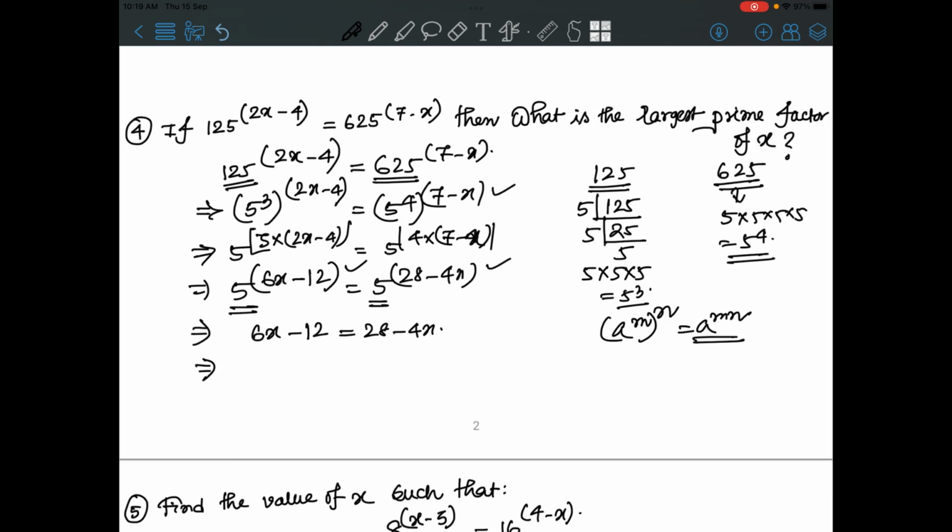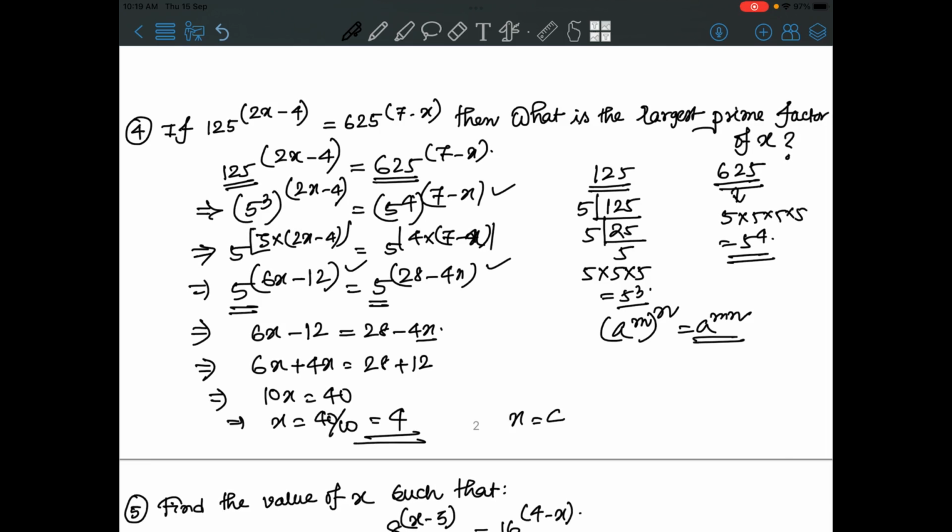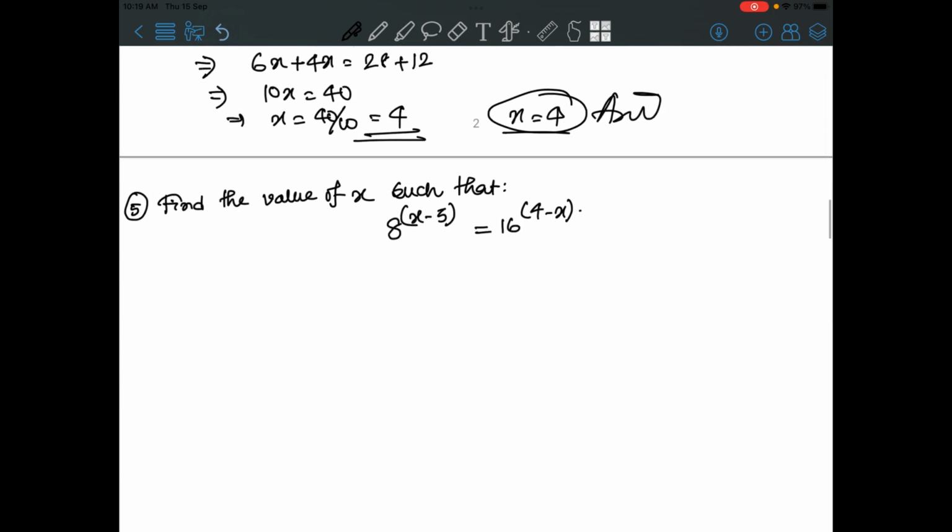Now we are going to interchange the places of x and the constant, shifting the 4x to the left hand side. So minus 4x will turn into plus 4x, and minus 12 will turn into plus 12. Now 6x plus 4x is equal to 10x, equal to 40. Now x equals 40 by 10, which is equal to 4. So the answer is x equals 4. This is the answer. Now the next problem.